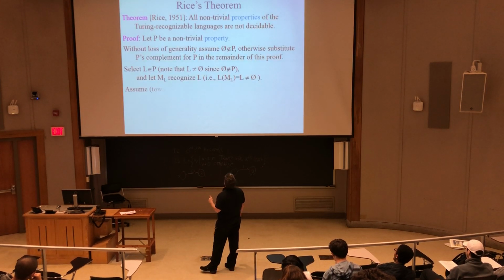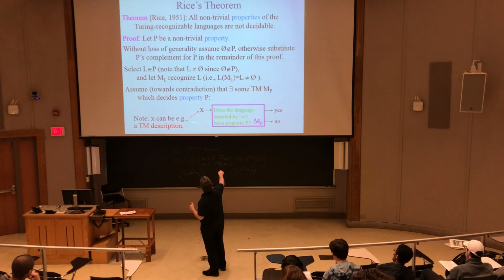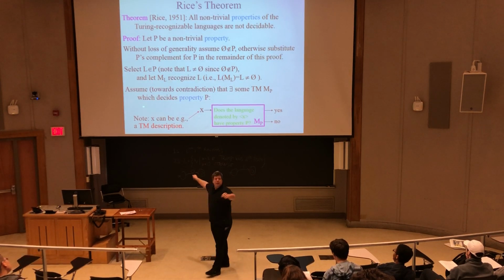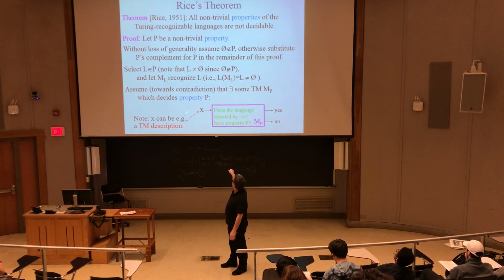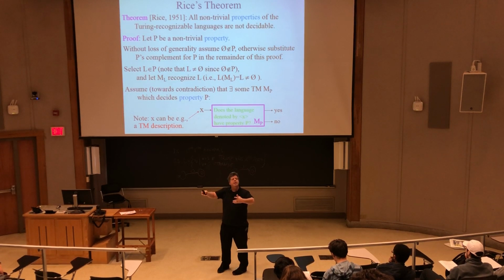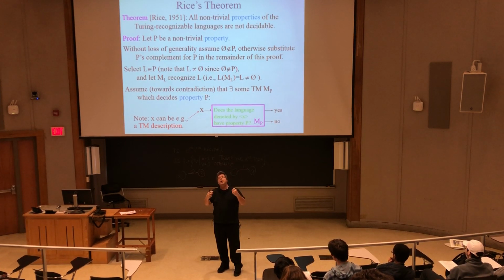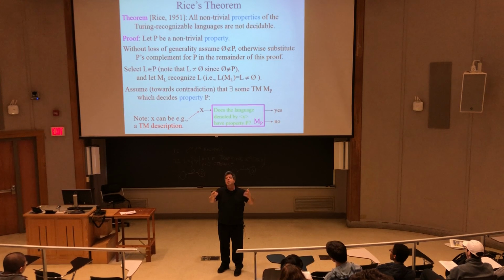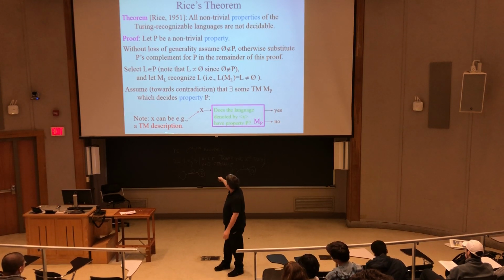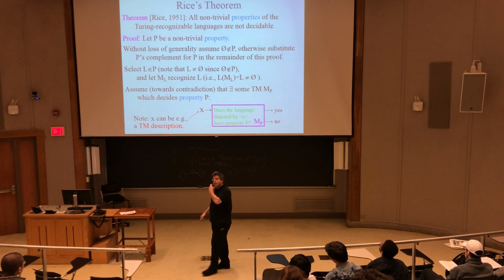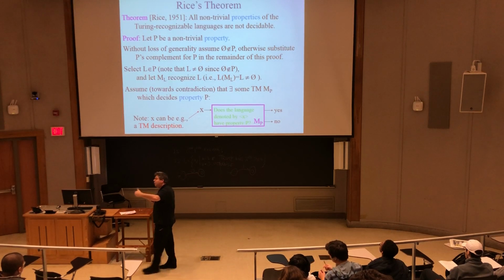Okay, so this kind of goes back to the question that was asked earlier. How do you present a recognizable language to an algorithm or to a Turing machine or even to another person? You can give the Turing machine description. Or a grammar, or you can give other descriptions that are equivalent to that.